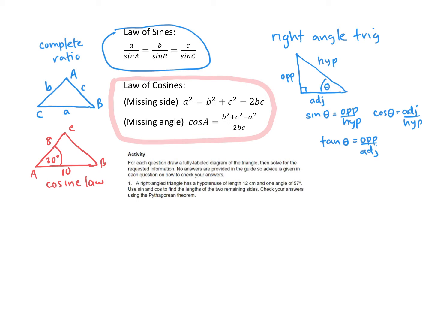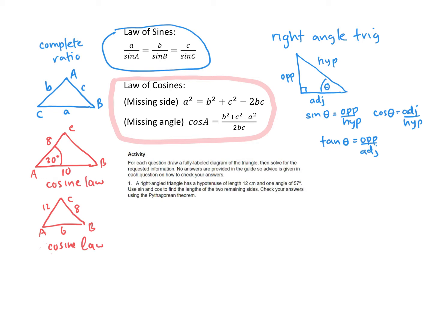And therefore we couldn't use sine law. Also, if we had all 3 sides, let's again call this a, b, c, and let's say 6, 8, and 12, we would have to use cosine law as well. So those are the 2 cases where we would use cosine law: if we had a contained angle or we had all 3 sides.